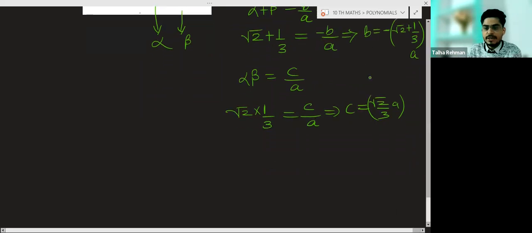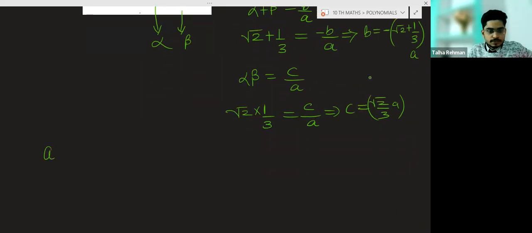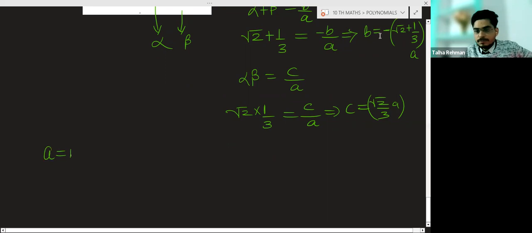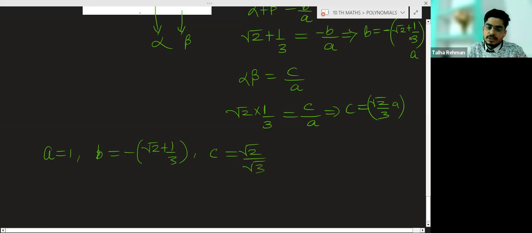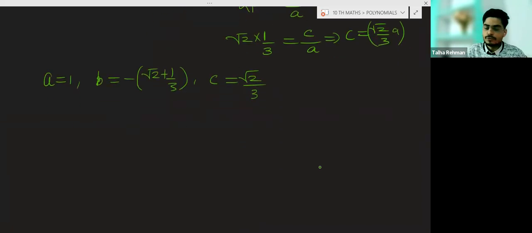So I am putting a is equal to 1. When I put a is equal to 1, what will I get? b is equal to minus of √2 plus 1 by 3, and c I will get √2 by 3 into 1, that is √2 by 3. So you will get your answer.